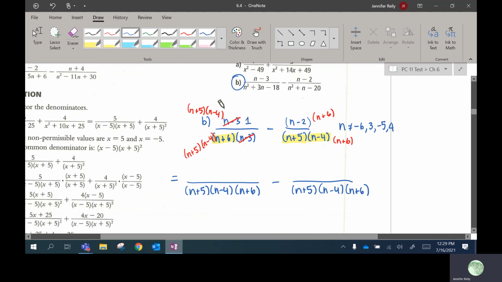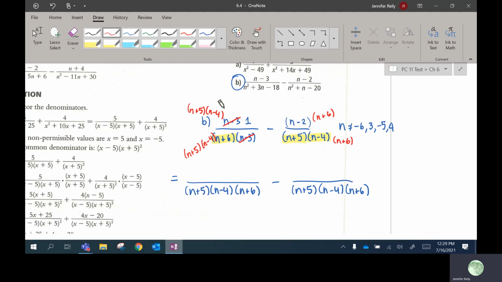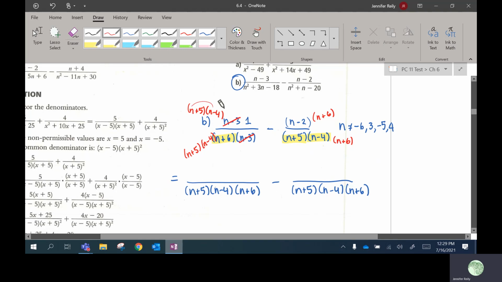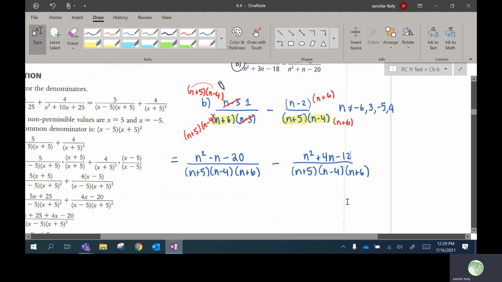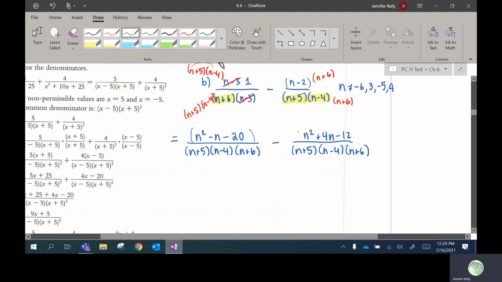Okay. And in order to collect like terms when I'm subtracting these, I will have to FOIL out these terms here. So let's FOIL these out. So this will be n squared minus n minus 20. And this one will be n squared plus 6 minus 2. So that'll be plus 4n minus 12. Okay, let's go ahead and collect like terms now. And this one is, we do have to pay attention. We are subtracting, so we will have to pay attention to signs a little bit more closely than we do when we're adding.